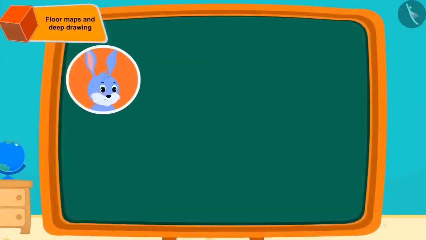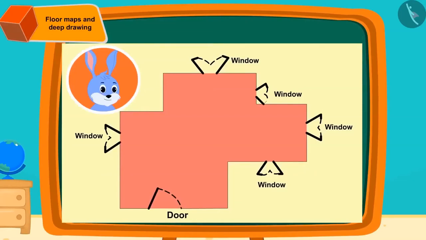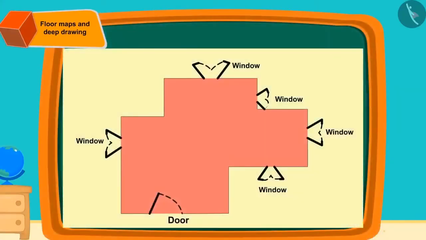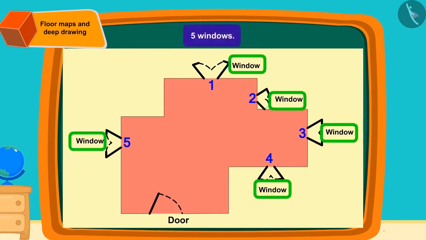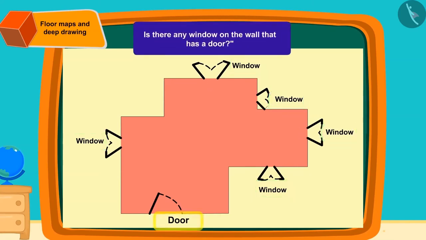Kids, do you know about a map of the floor? From the map of the floor of a room or the house, we can find out where the windows and doors are in it. Can you tell by looking at the map of the floor how many windows are there? Yes, the floor map has 5 windows. Is there any window on the wall that has a door? Exactly. There is no window in the wall where the door is.